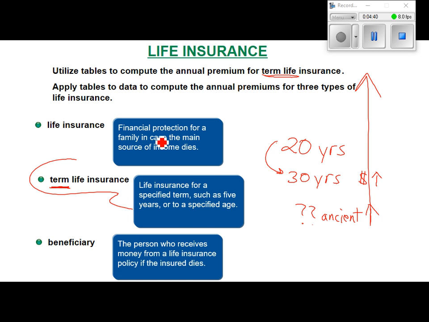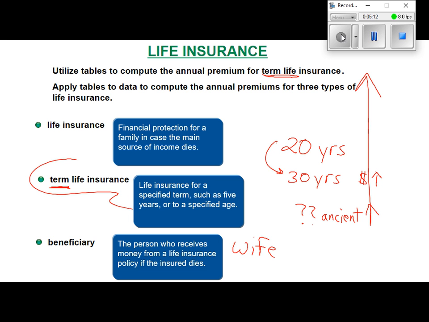The beneficiary is the person who receives the money from a life insurance policy if the insured person dies. So for me, my beneficiary is my wife. A lot of times they'll have secondary beneficiaries on there also, in case something were to happen to me and my wife at the same time, and that would be my kids or something. So a beneficiary is just a person who gets the money if something happens to the person who is insured.